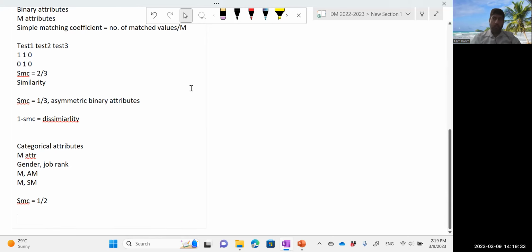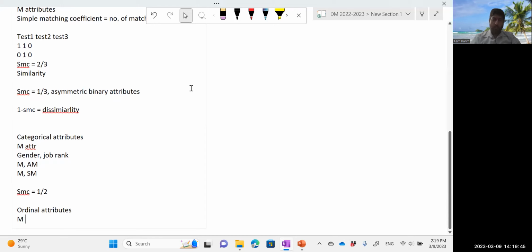Okay. So again, within categorical, you may have attributes that are ordinal. So categorical attributes can be nominal as well as ordinal. All M are ordinal, let's say. So what do you do now? Ordinal attributes have values that have rank or order.